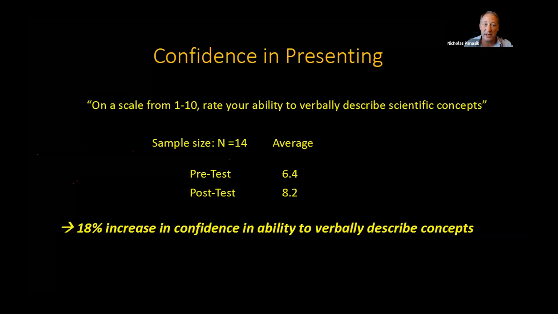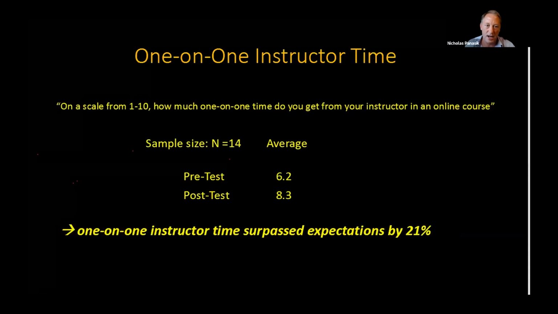Next, confidence in presenting. Rate your ability to verbally describe scientific concepts. At the beginning of the class, first walking in, we're at about 6.4. Now we're at about 8.2. So this is showing some expert level kind of confidence. Oh yeah, it's a science thing. I can explain something even though it's very complicated. Now, these were done in biochemistry and molecular dynamics courses. So these are very concept heavy, thick courses. So they're describing very complicated things, if that helps in any of this.